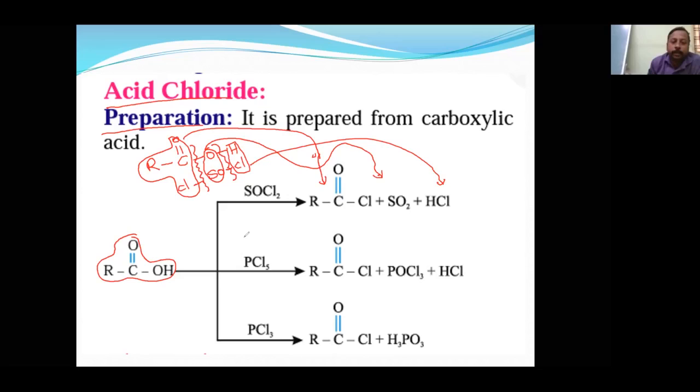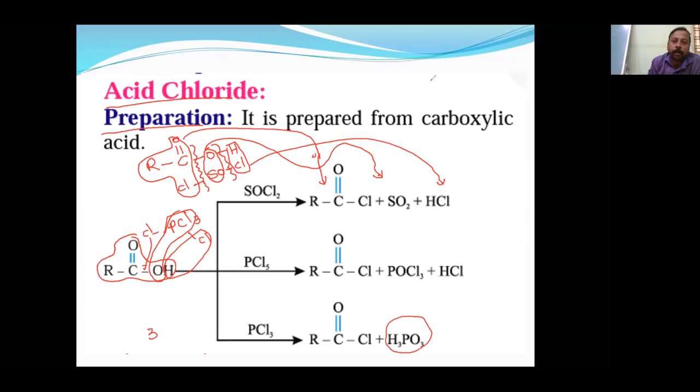Then PCl5. How will you write it? PCl3 and Cl and Cl. So see here how to check: POCl3, HCl, then Cl will be attached here. So RCOCl, HCl and POCl3. And if only PCl3 is there, 3 moles we have to take, 3 OH and P, H3PO3, and RCOCl will be the final product. Is that clear to all of you?